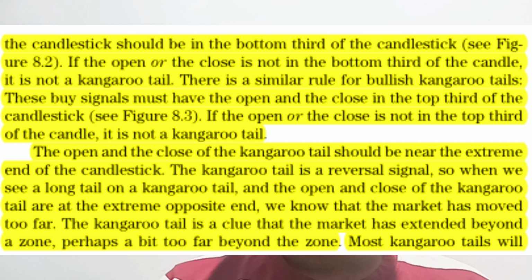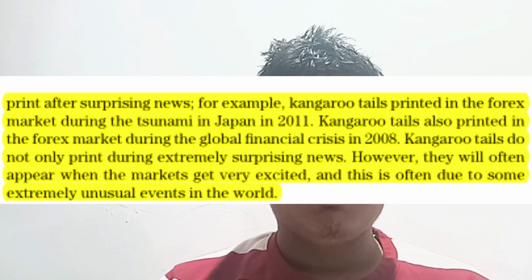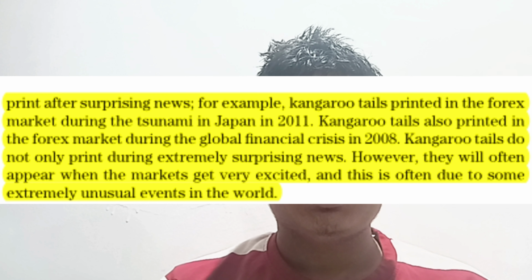So when we see a long kangaroo tail, with the open and the close at the extreme opposite end, we know that the market has moved too far. The kangaroo tail is a clue that the market has extended beyond the zone, perhaps a bit too far beyond the zone. Most kangaroo tails will print after surprising news.